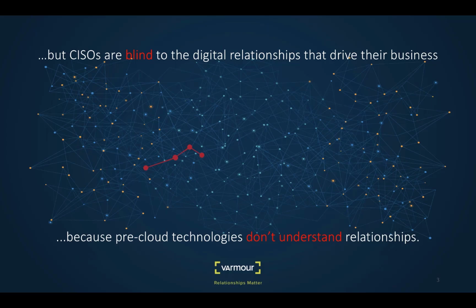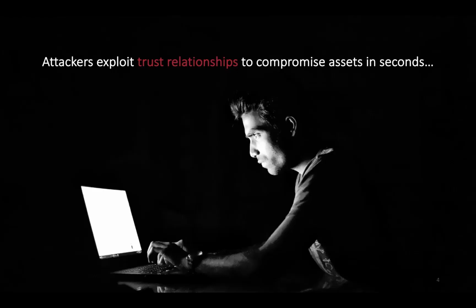exponentially. This leaves CISOs with a very difficult problem, as pre-cloud technologies, for example, firewalls and SIEMs, do not understand relationships. That means CISOs today are blind to the digital relationships that drive their business. And attackers are exploiting these relationships to compromise critical assets. For example, if an attacker is able to gain a foothold by gaining access to a workload with privileged access, then moving laterally through the environment until a critical asset is found, it can then be exploited.